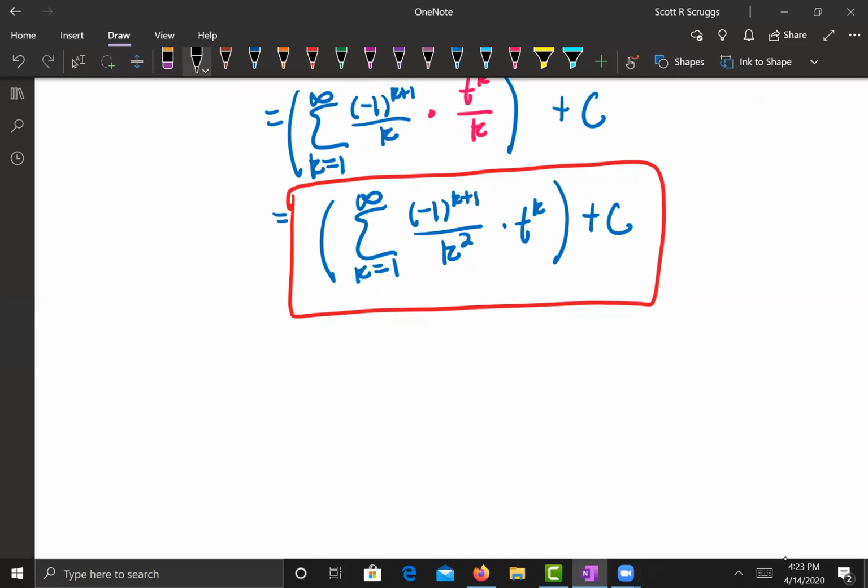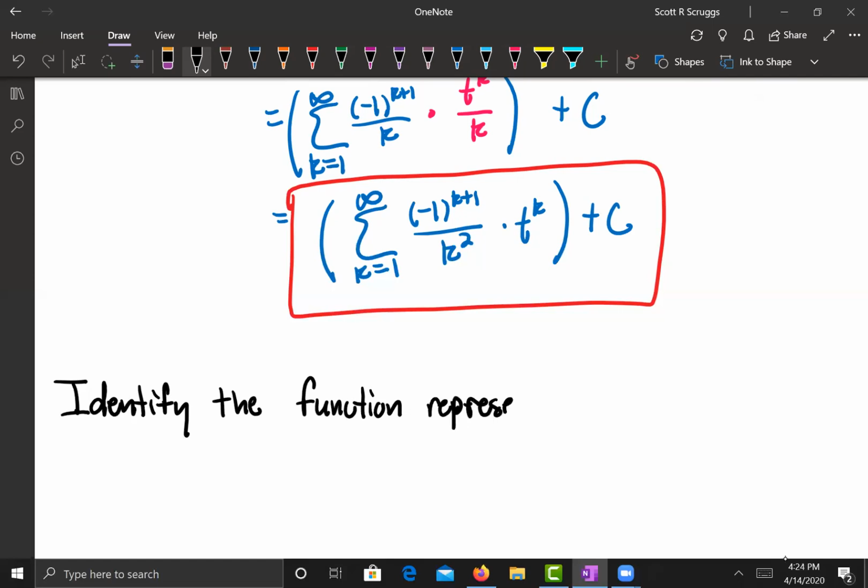So I think the good one will be, since we now know Maclaurin series and properties of power series by now, one good example now is to identify the function represented by the following power series I'm going to give you.